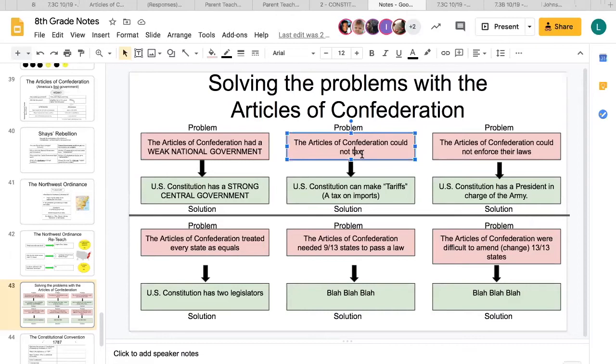And we learned an academic vocabulary word we'll need to learn later on: tariffs. And tariffs are a tax on imports. So just start getting that in your head. It's going to become really important in about December.